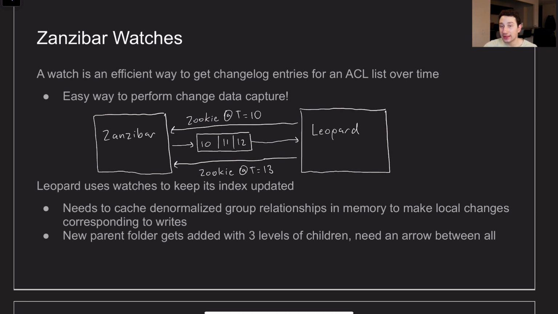Okay, so the question is, how does data actually get into Leopard in the first place? We touched upon this earlier, but the idea is through this concept of watches in Zanzibar. Now, watches is basically what it sounds like, from Zookeeper as well, which is every time there's some change via the changelog database, you're subscribing to them and performing change data capture. So the way that we do that is pretty simple. Basically, if I'm a Zanzibar watch server, remember, that's reading from the changelog DB.